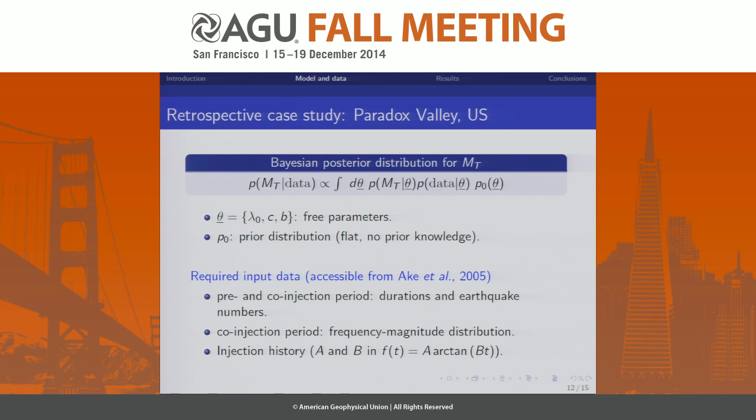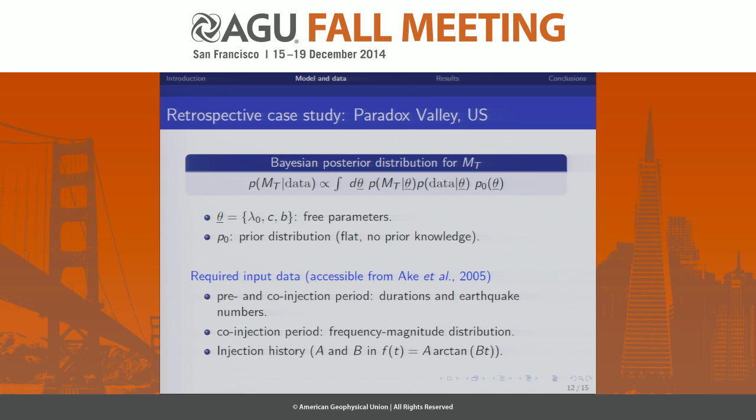This is lambda 0, the rate of natural earthquakes. This is c, the factor of proportionality between fluid injection rate and induced earthquake rate, and we have the Richter b value. Since we have no prior information on these parameters, we just use here a flat prior, which is a non-informative prior in terms of Bayesian terminology. And then we can calculate, using Bayes' theorem, the Bayesian posterior distribution.